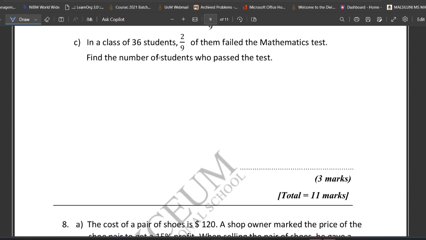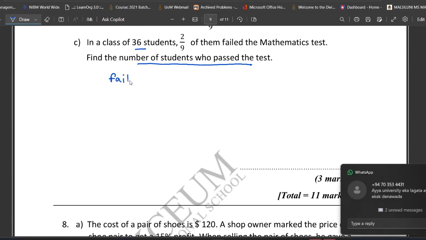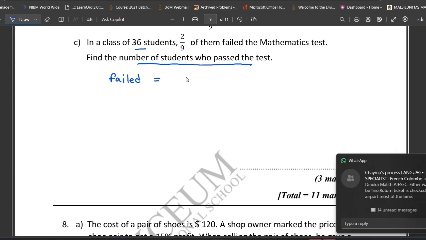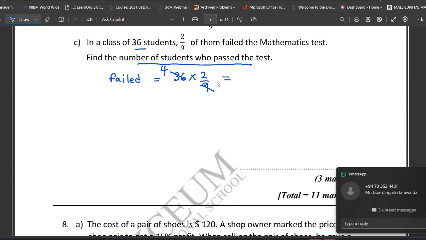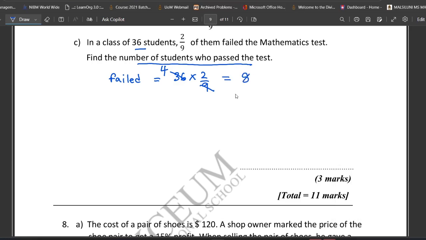In C part, in class of 36 students, 2/9 of them failed the mathematics. Find the number of students who passed the test. So let's take who failed. 36 times 2/9. This is 8. 8 of them failed. Then remaining is 28 passed.